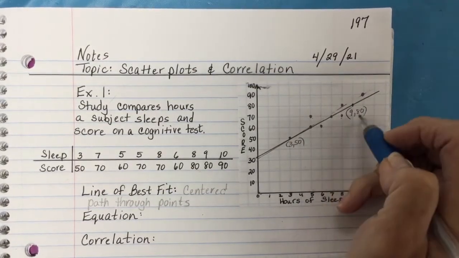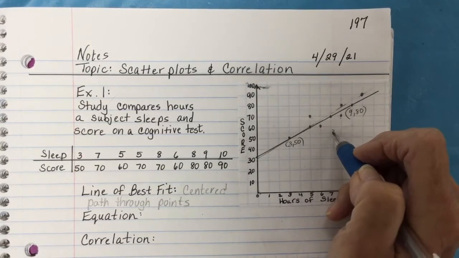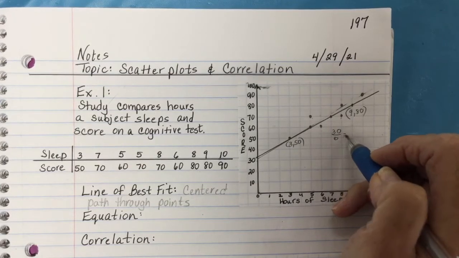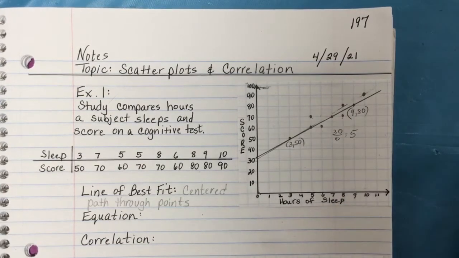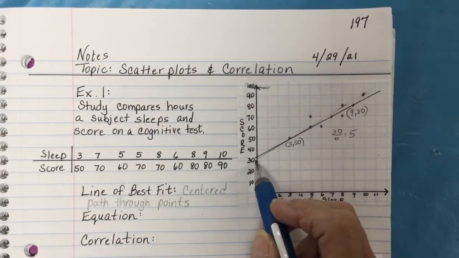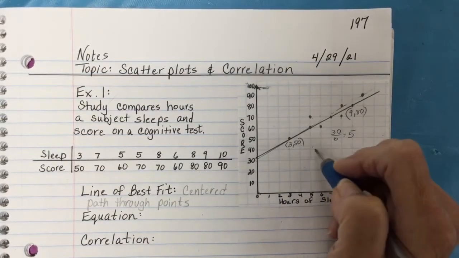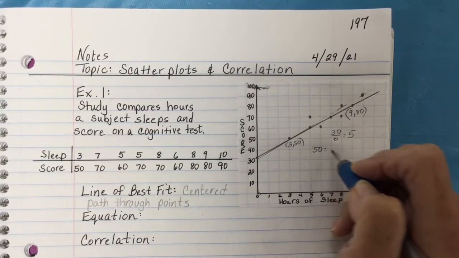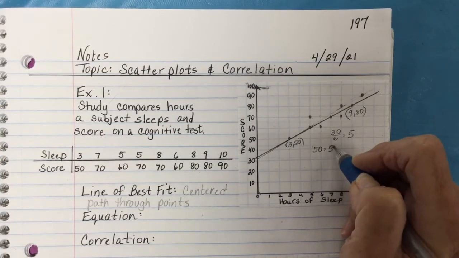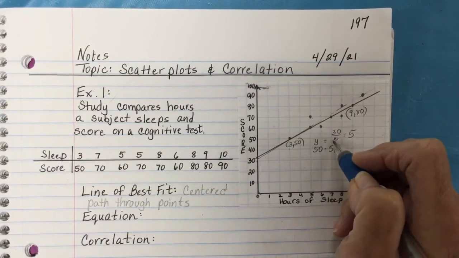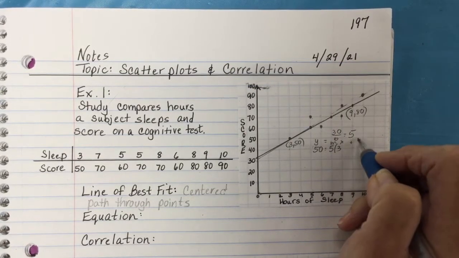So we can find the slope first. 50 to 80 went up 30. 3 to 9 went up 6. And so the slope is 5. Now we can identify the y-intercept by putting in one of these points for x and y. So I'm going to say y is 50, and then our slope is 5 times x, which is 3. By the way, just as a reminder, this is y equals mx plus b that I'm using.